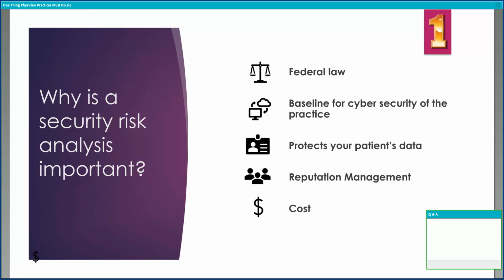A breach can be very costly. IBM found that breaches within healthcare are 2.5 times the global average across other industries. So we see that with healthcare, those costs can be very expensive. So if we can avoid that by conducting the security risk analysis early on, identifying the weaknesses, and then working to mitigate those threats and vulnerabilities.